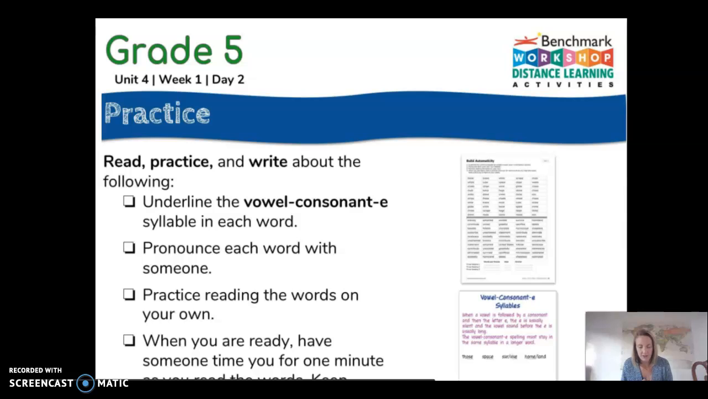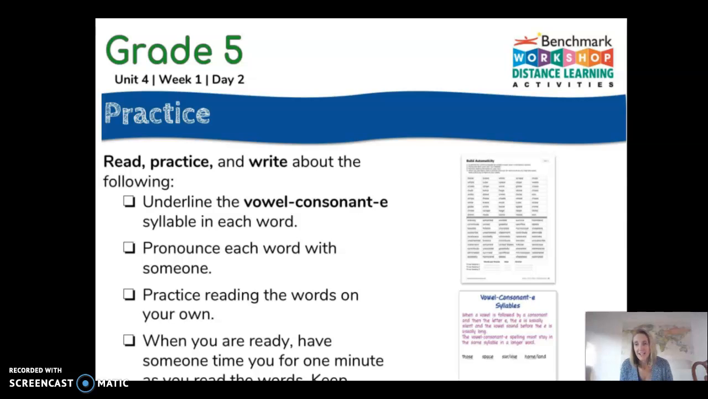Let me see. Maybe the first word on the list is those. Do you see how it has O, S, which is a consonant, and then the letter E? I'm going to circle that O-S-E. That's the pattern that we're looking for today. And I also want you to notice how that O is making its long sound. Those. So the O is saying its name.